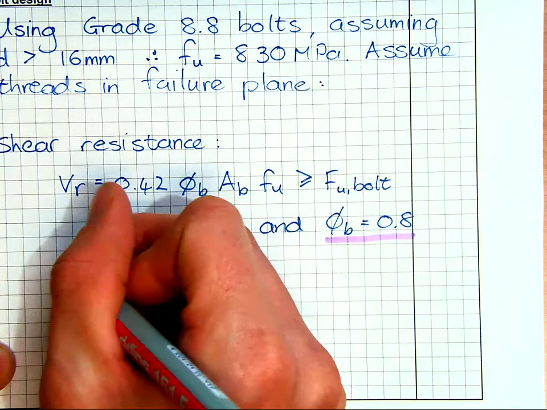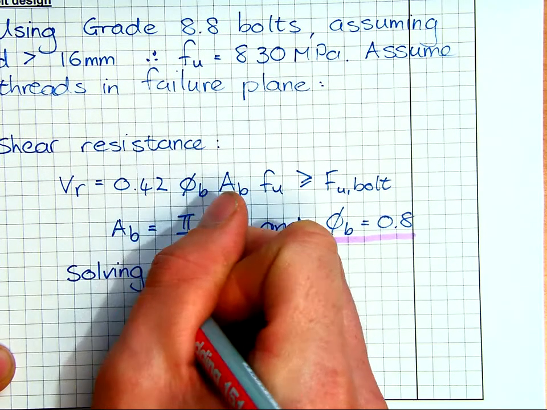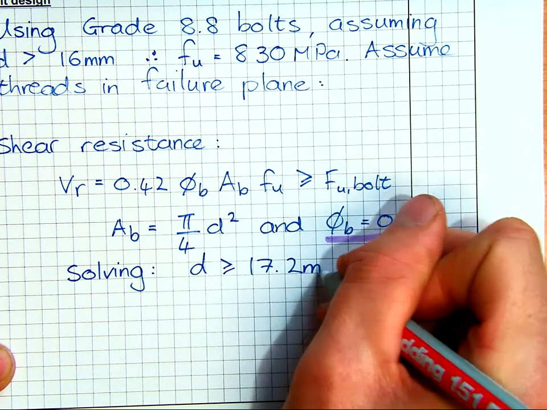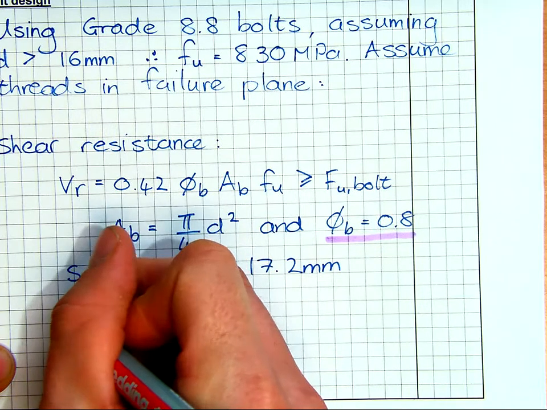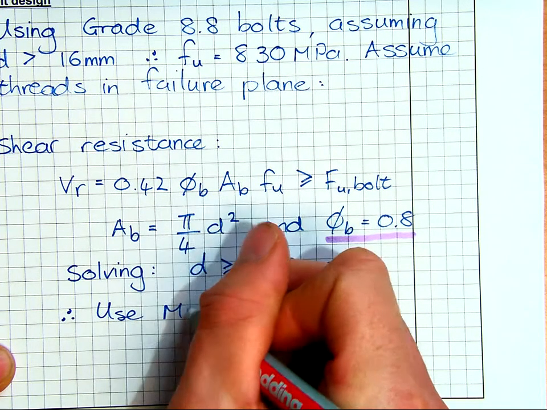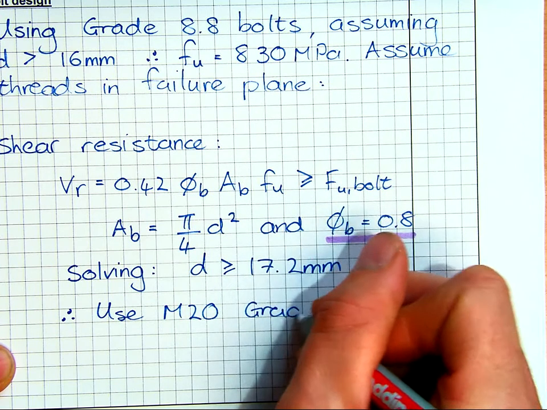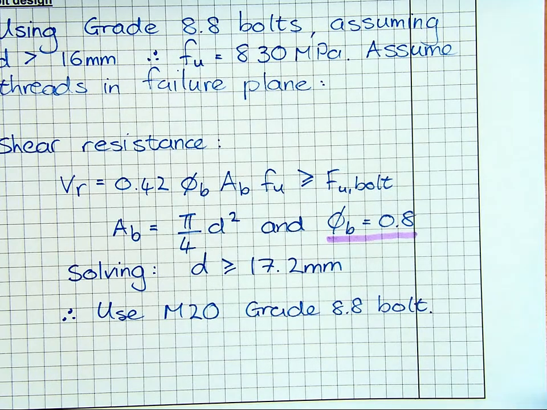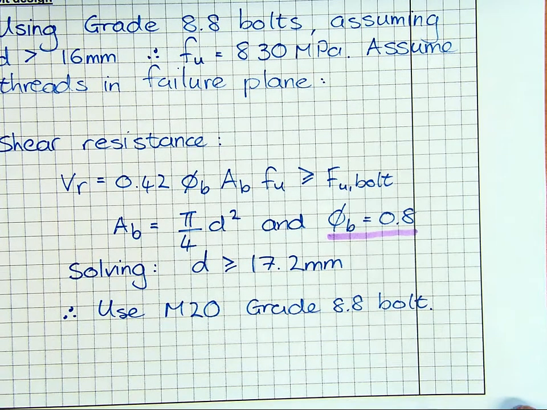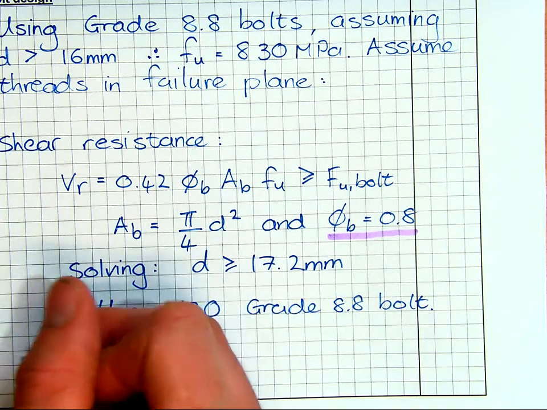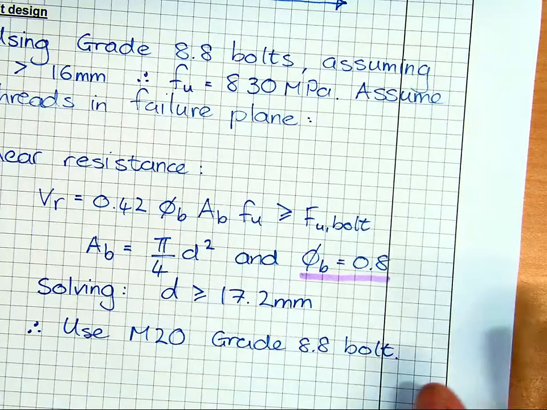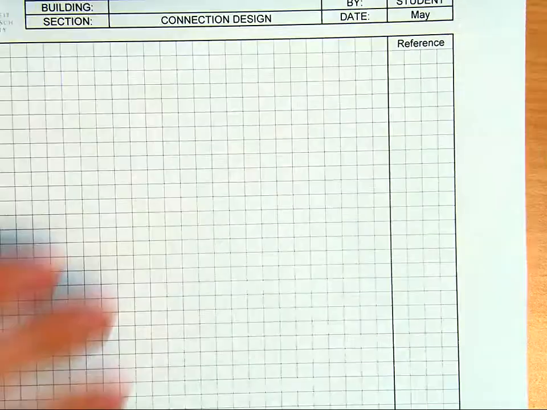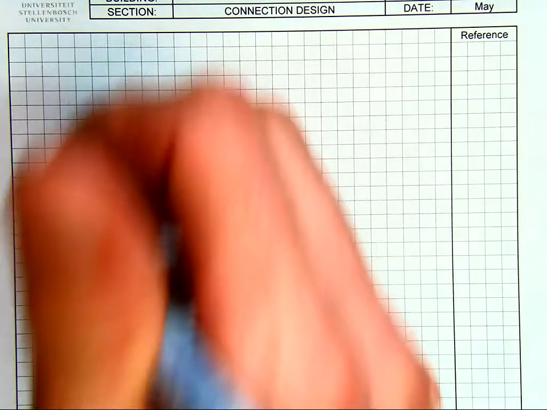And if we solve all of this, I'm not going to go through all of that solving, we get our diameter of bolt must be greater than or equal to 17.2 millimeters. So now we can use a M20. Therefore use M20 grade 8.8 bolt. Now that we've got a diameter, we can check the rest of the specifications. We also now need to look at bearing resistance on our section and then go through that to get our results. So just moving on to the next page, we're going to now check bearing resistance.